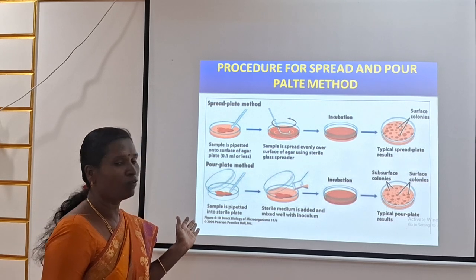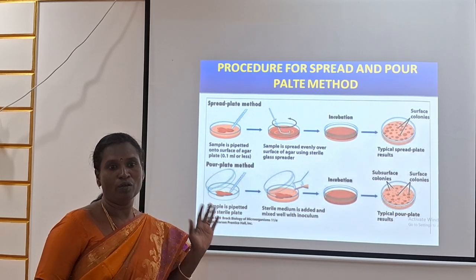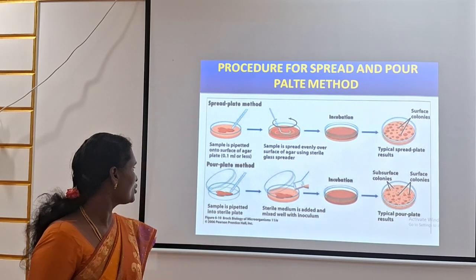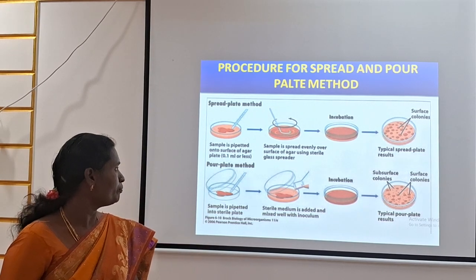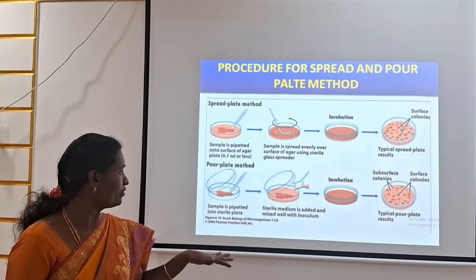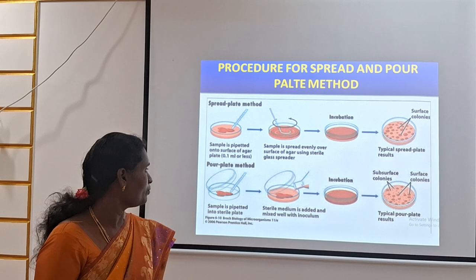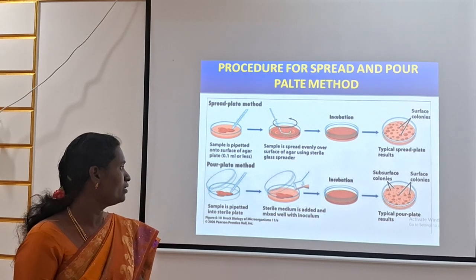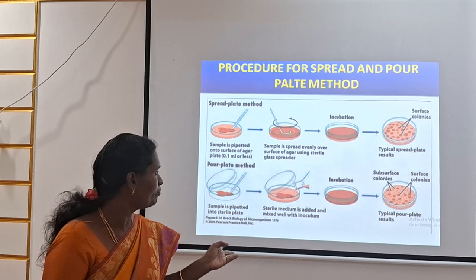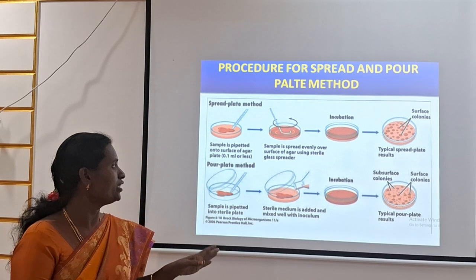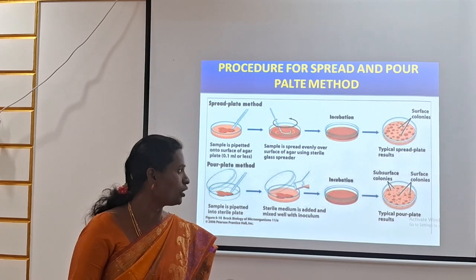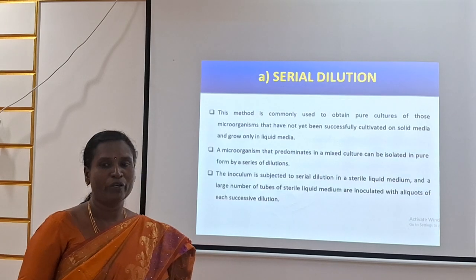Same as in the pour plate technique, before pouring the agar medium, we first spread the mixed culture in the petri plate. Then pour the hot agar over the petri dish. After solidification, it should be incubated. After the incubation period, the colonies are produced.